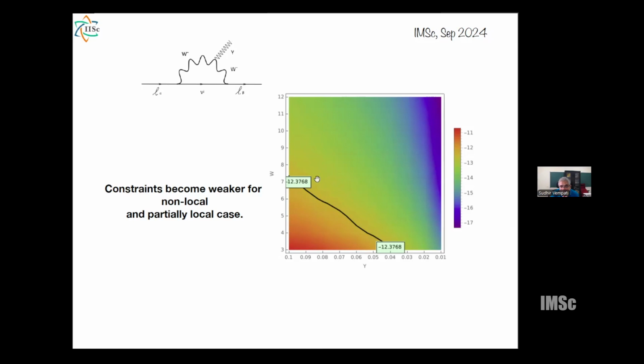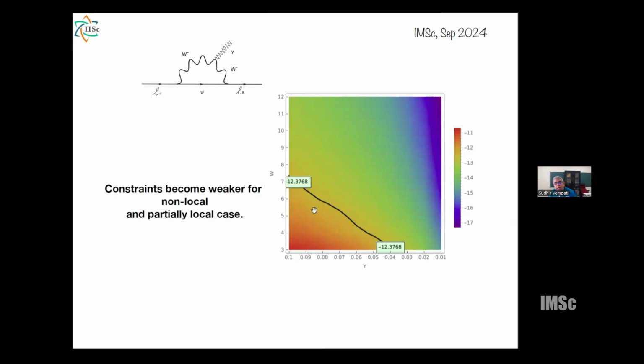A large part of the region of the parameter space is already probed. This is a heavy model; it sits at the TeV scale. A large part of the model is already being probed by mu going to e gamma, essentially. The constraints become weaker for partially local and non-local cases.